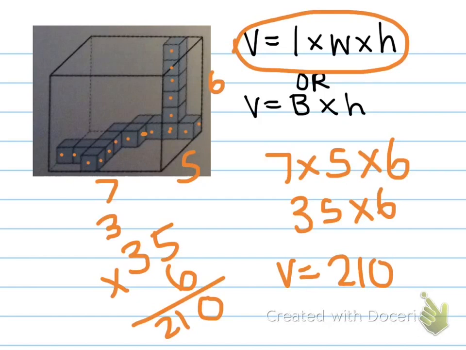We weren't given any units in this example, but we still have to label them. Whenever we don't have a label, we say that the volume is measured in cubic units. I can write it this way, or this way. They both mean cubic units.